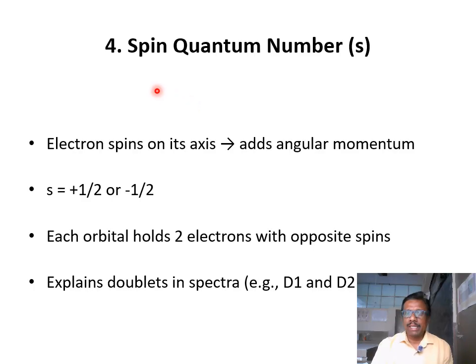Spin quantum number s. Electron spin on its own axis. This adds to angular momentum. Spin quantum number can take two values, plus half and minus half. Either it may be plus half or it may be minus half. Each orbital holds maximum 2 electrons with opposite spins. This explains the doublet in the spectra, that is, D1 and D2 lines in the sodium spectrum.